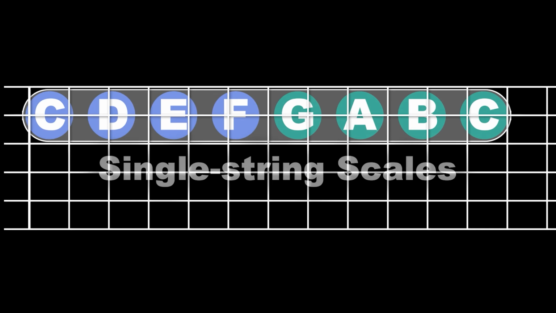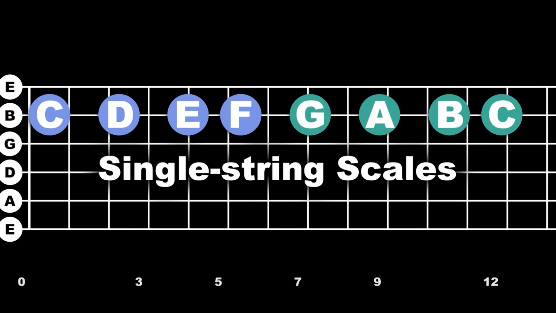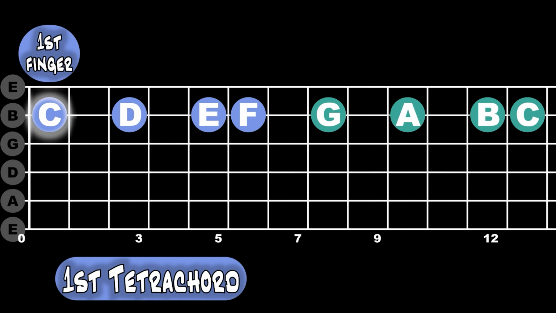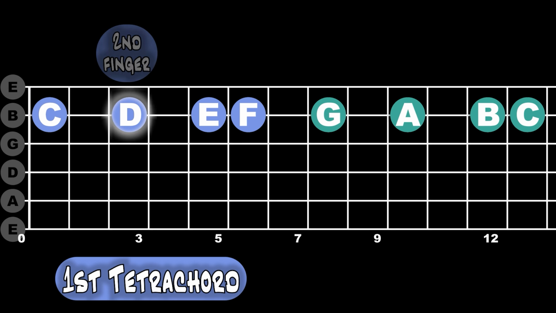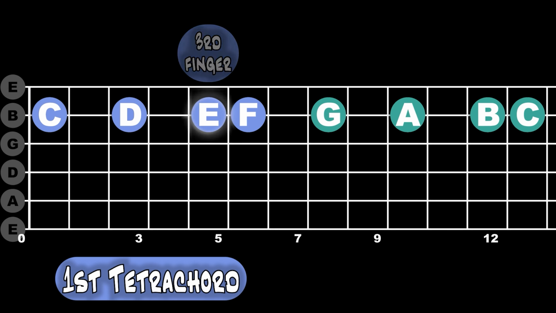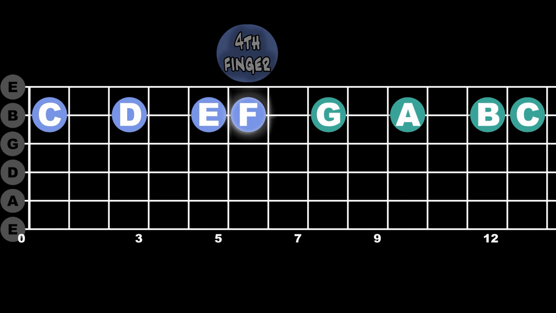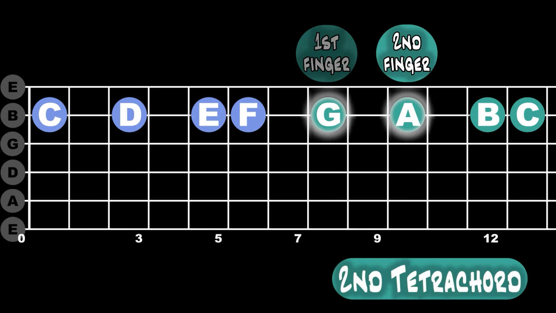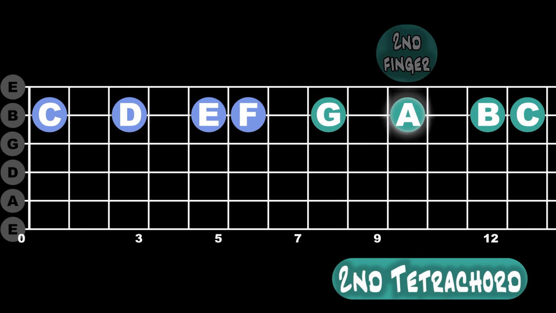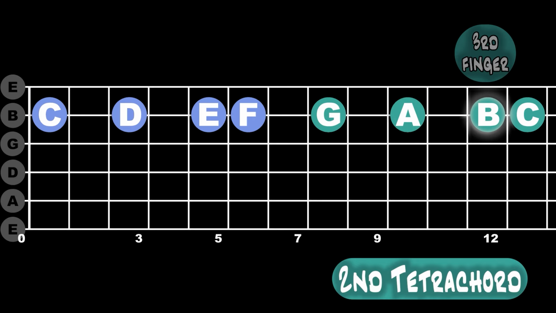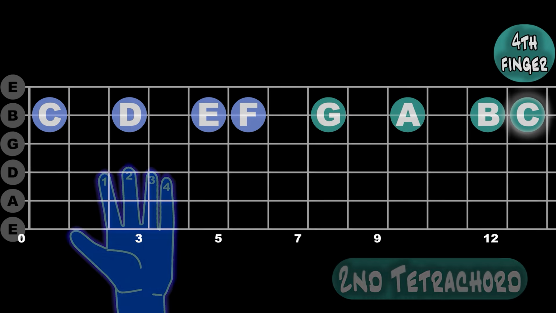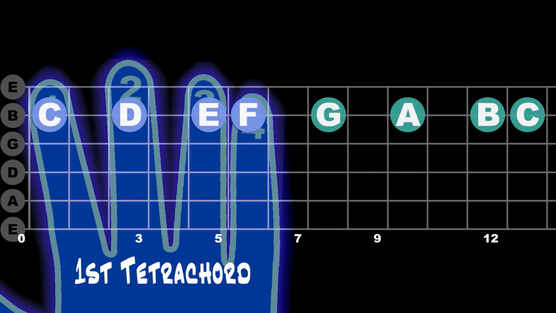We'll start with single string scales. On the first fret of the B string, the first finger plays C, the second finger plays D, the third finger plays E, the fourth finger plays F. Return to the first finger for G, second finger A, third finger B, and fourth finger for C at the end. The intervals are between your fingers.